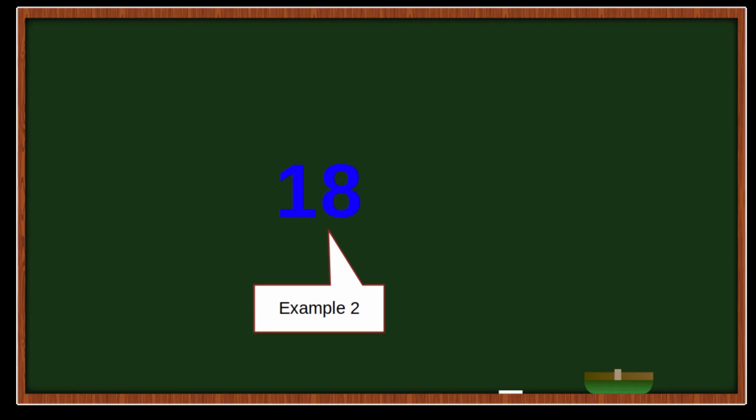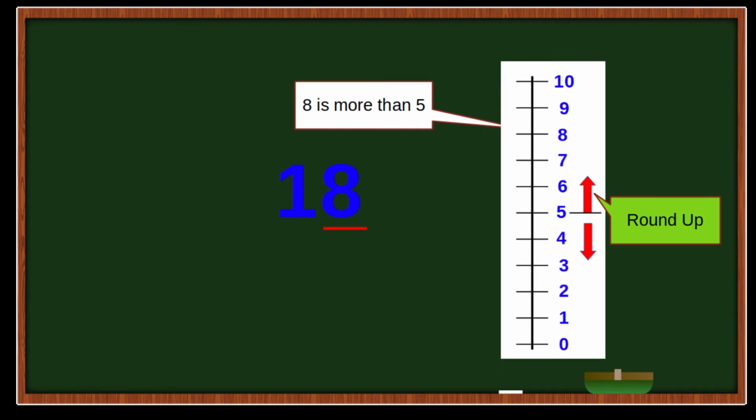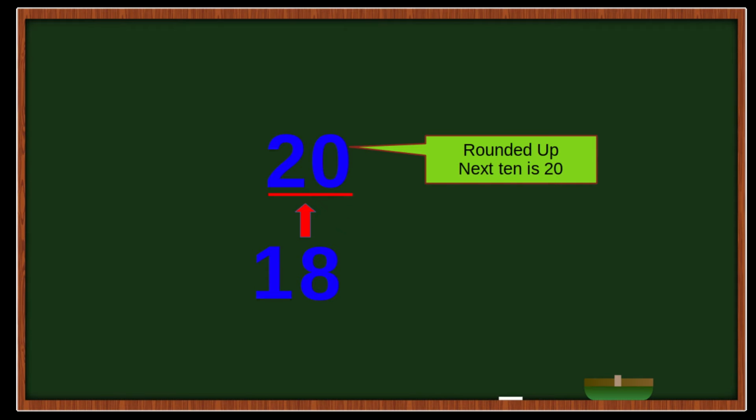Our second example is 18. Following the rule, 5 or more, round up. The next 10 is 20 from 18. We round up a total of 2.